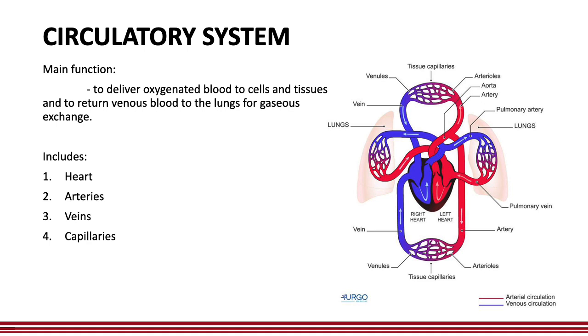So the circulatory system primarily serves to deliver oxygenated blood to cells and tissues and to return venous blood to the lungs for gas exchange. The major components of the circulatory system are the heart, the arteries, the veins, and the capillaries. Okay?